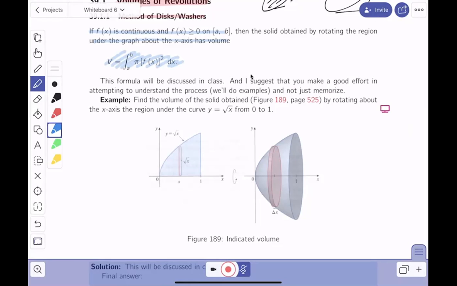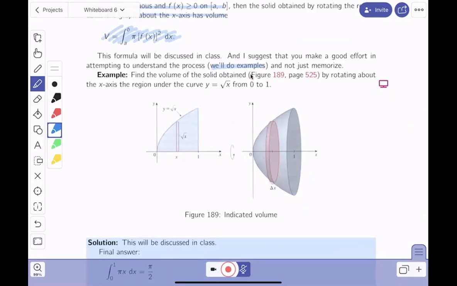Of course, as we do examples, your understanding will improve. But I'm going to say, I don't think it's a good idea to memorize. Someone says, well, I don't care what you say, I want to memorize. Here's the deal: I just don't think it's a good idea. I want to try to understand this.